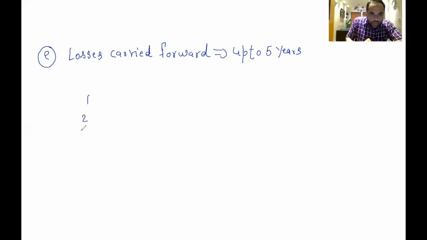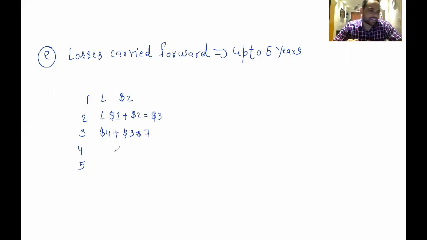So which means 1, 2, 3, 4, 5. This year has a loss, let's say $2. This year a loss of $1, plus last year's carry forward of $2, so it becomes $3. So in the third year we have, let's say, a $4 loss, plus the $3 carry forward, right? It becomes 7. So if we can carry forward up to 5 years, we can't carry forward more than that, but I don't think so. I don't know of any company that carries forward its losses for more than 5 years, because if a company keeps carrying forward its loss, it will go bankrupt. If any company has a loss for 5 years continuously, the company will go bankrupt, right?